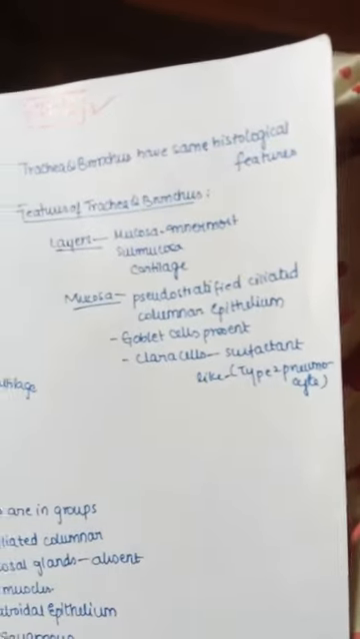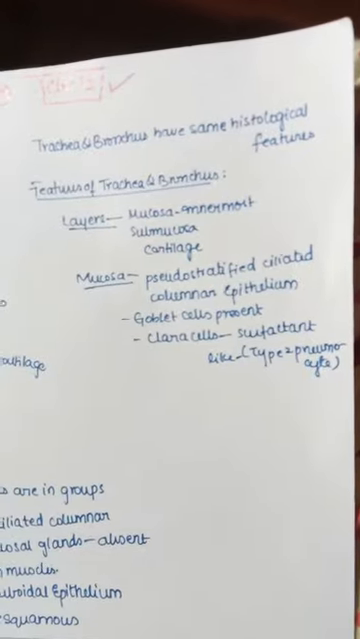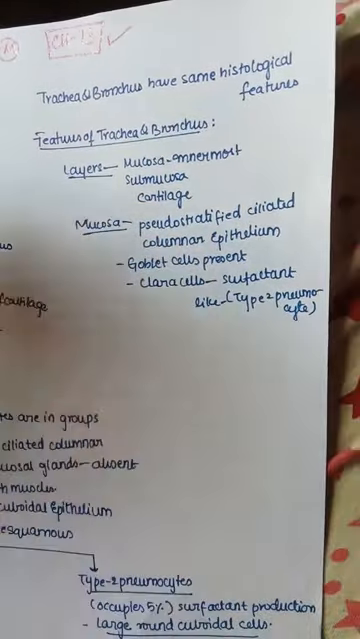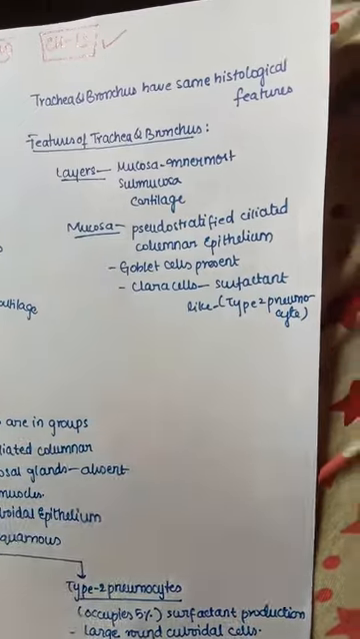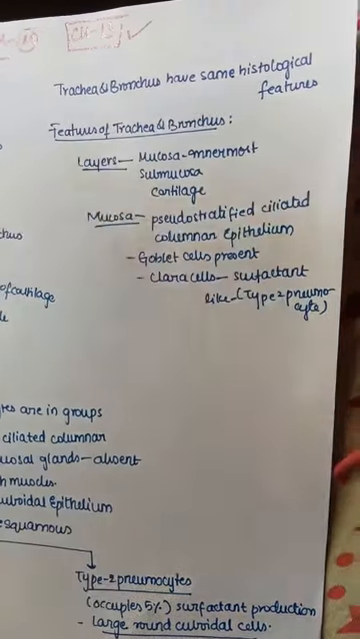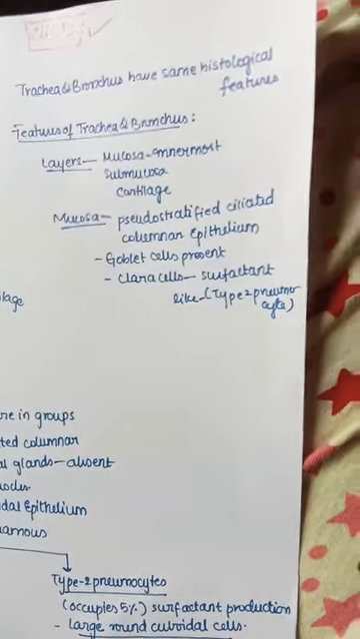So the trachea and bronchus have the same histological features. The layers are: the mucosa is the innermost, then the submucosa, and then the cartilage layer toward the outer surface.